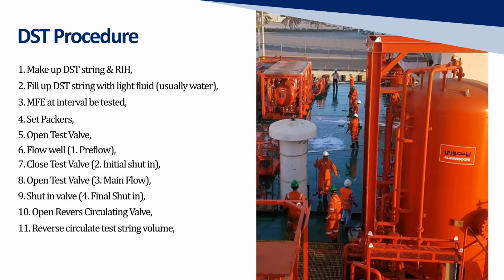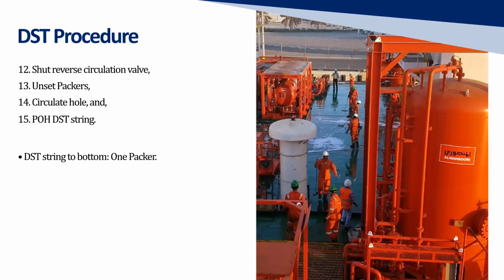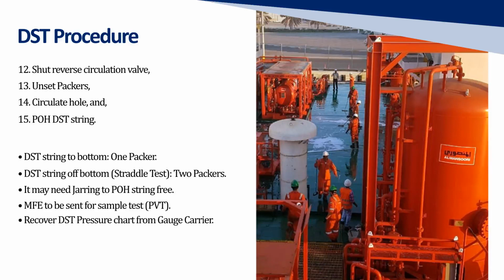11. Reverse circulate test string volume. 12. Shut reverse circulation valve. 13. Unset packers. 14. Circulate hole, and 15. POH DST string. DST string to bottom: 1 packer. DST string off bottom: straddle test, 2 packers. It may need jarring to POH string free. MFE to be sent for sample test, PVT. Recover DST pressure chart from gauge carrier.